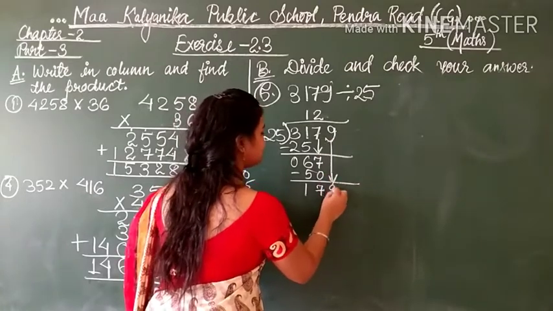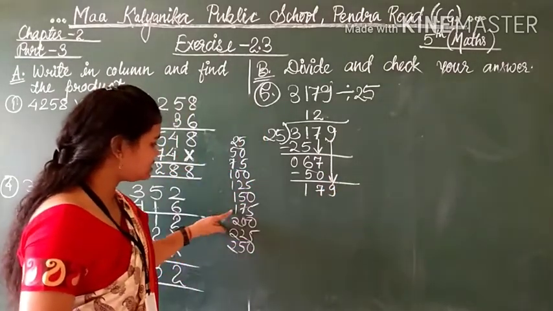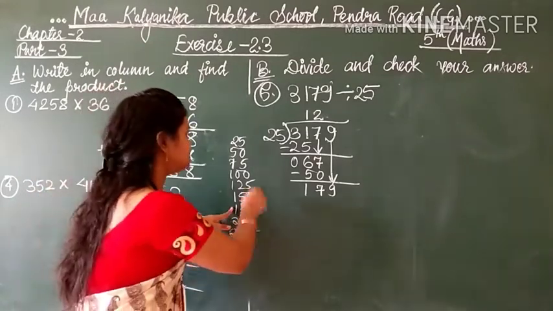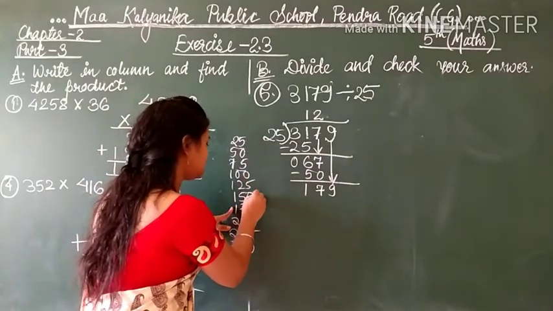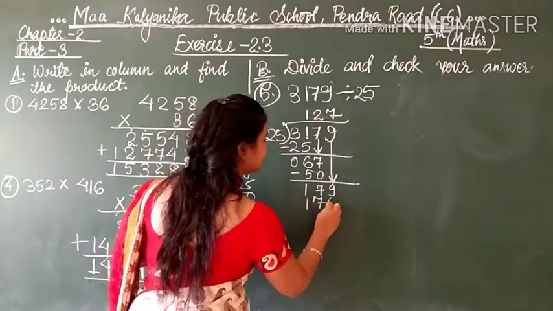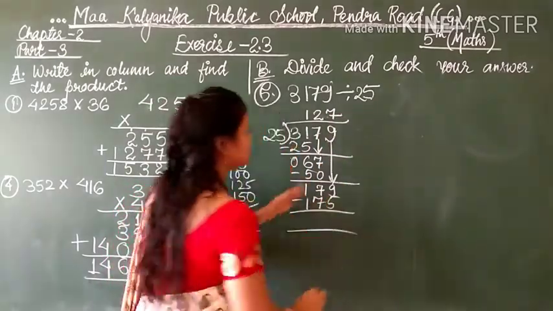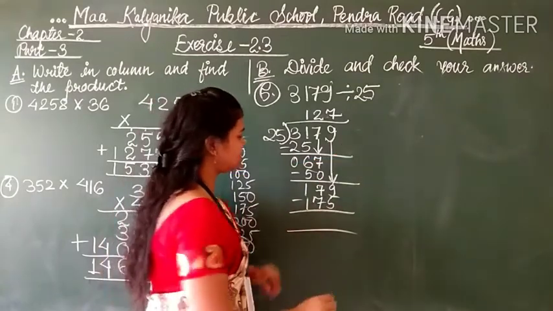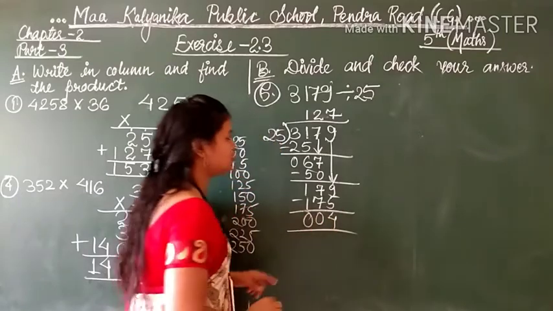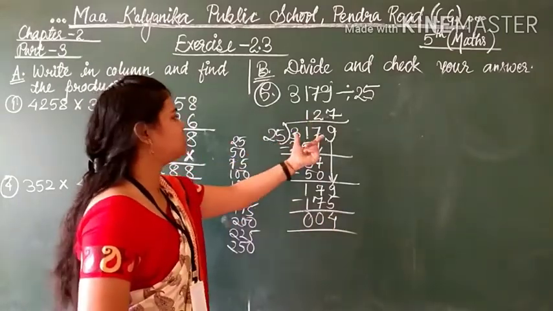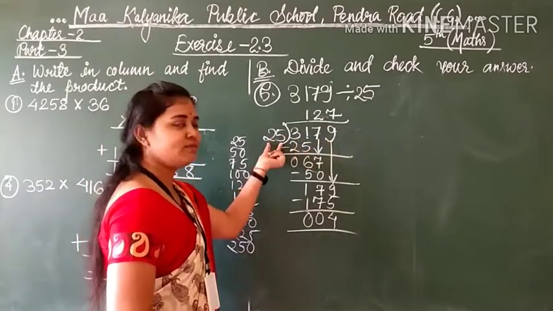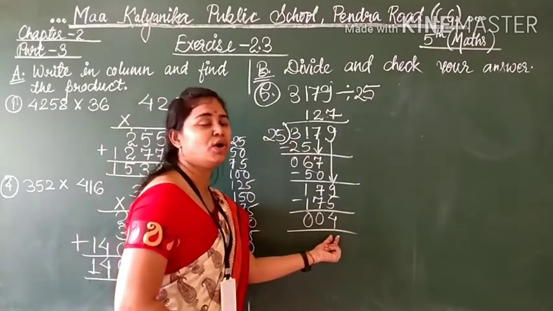So now 9 is there. 179, so it is nearly equal to 175. 200 will be more. So what is the number of 175? 25, 7s are 175. So students, now no number is there. You have to just close it here. 9 minus 5 is 4. 7 minus 7, 0. 1 minus 1, 0. So in question 1, 3179 is your dividend. 25 is your divisor. And 4 is your remainder.